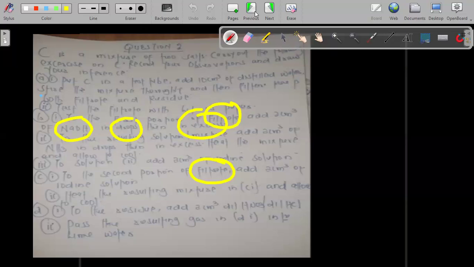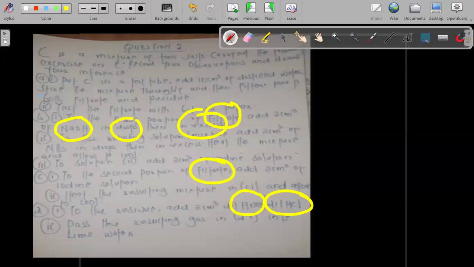Let's go to question D now. You are told to add 2 cm cube of either dilute nitric acid or dilute HCl to the residue. These are the two things you may be asked to add. So what is the residue? Like I told you, I used rice to illustrate the example that time. The rice that is remaining on the filter is the residue. So to that rice, you add 2 cm cube of dilute nitric acid or dilute HCl.